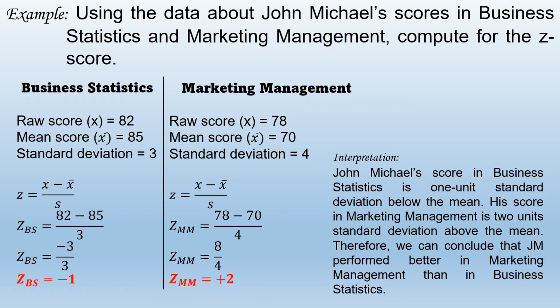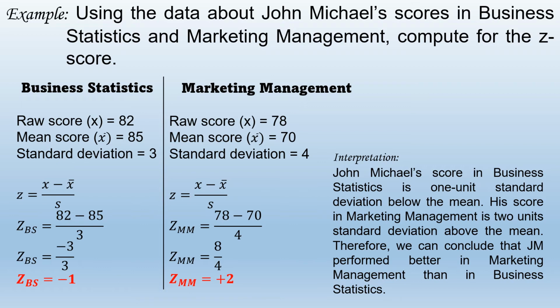Okay. Now let's try to look at the example. We will still use the values of business statistics and marketing management. Using the data about John Michael's scores in business statistics and marketing management, compute for the Z score. So we have the raw score, which I mentioned earlier. The raw score is 82 for business statistics and 78 for marketing management. The mean score for business statistics is 85 and the standard deviation is 3. We just plug in the values in the formula.